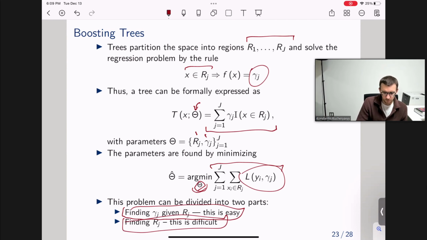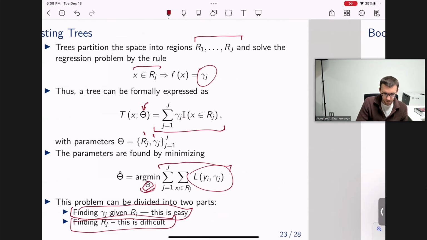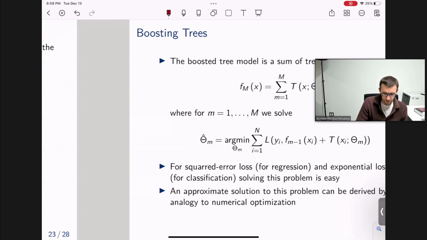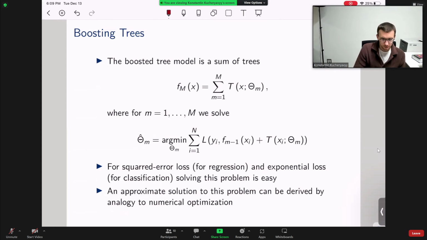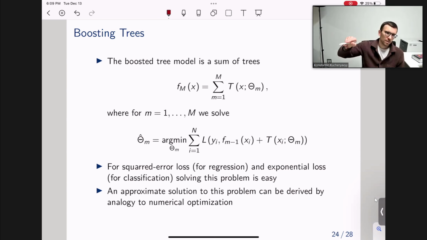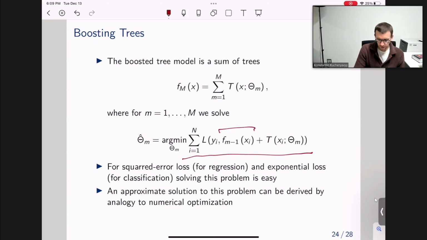Now, what gradient boosting does, it applies again the stage-wise modeling idea of adding trees one by one that are solving loss minimization, keeping the previous predictor, the predictor obtained on the previous iteration, fixed, and choosing a new tree.